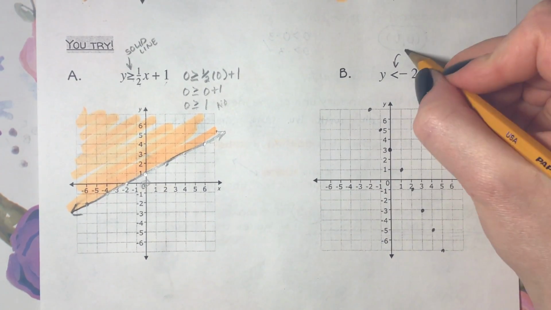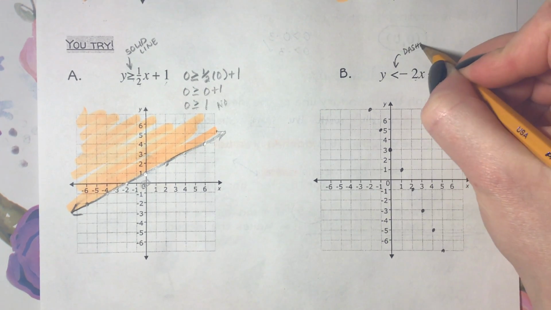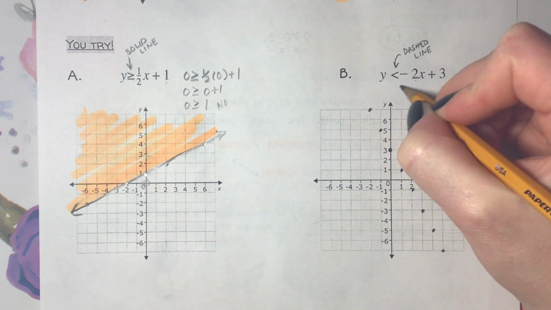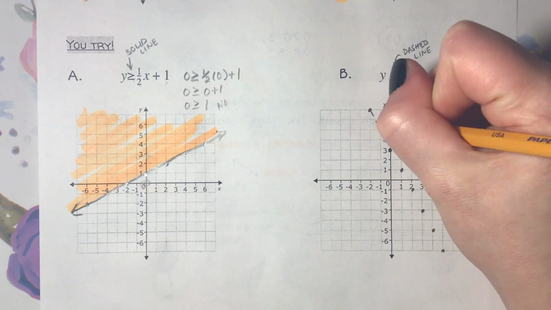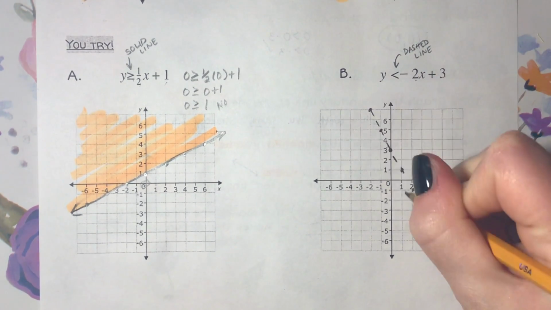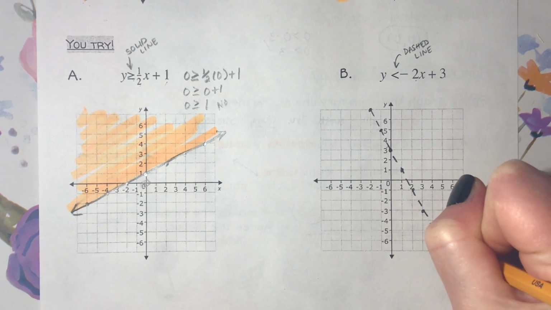Then I look at my inequality. This is going to be a dashed line because there's no line underneath. So I'm just going to kind of dash it as best as I can.